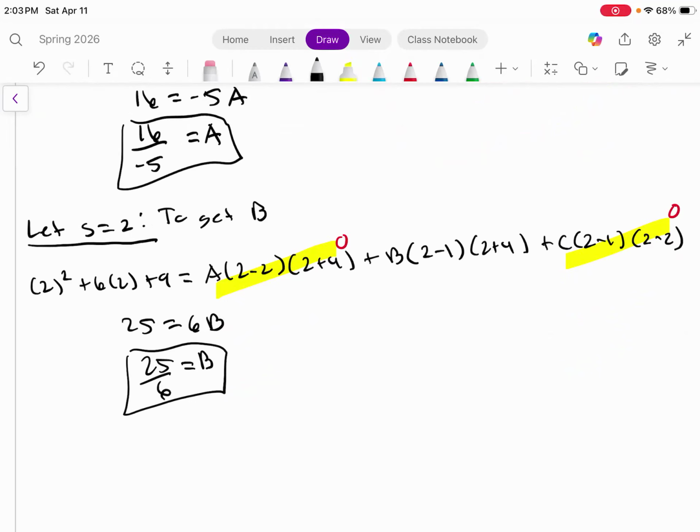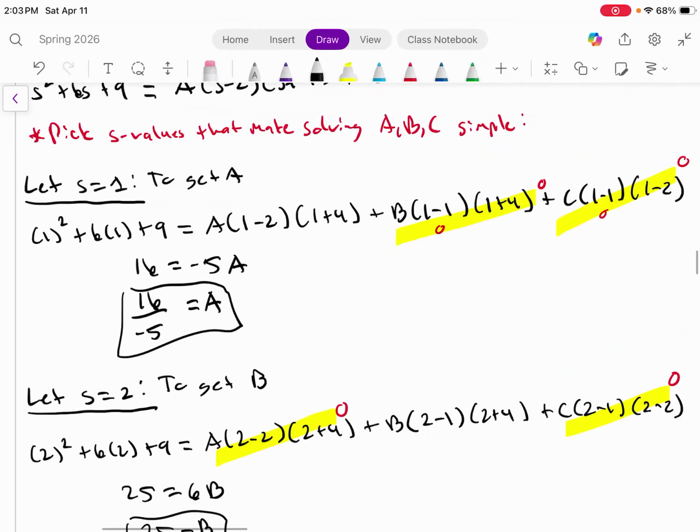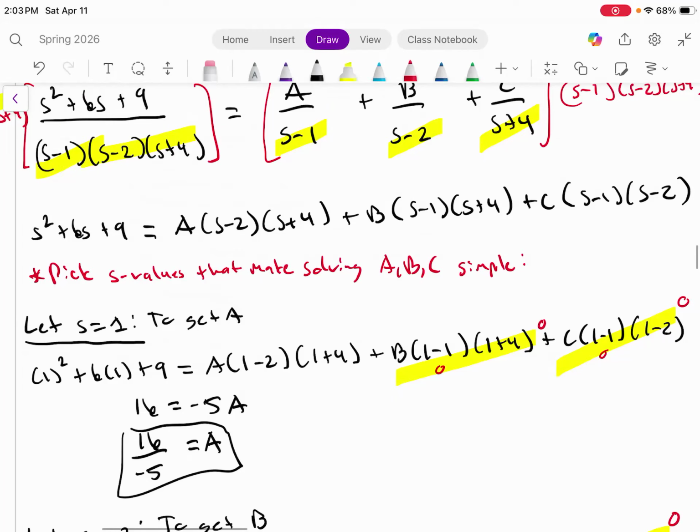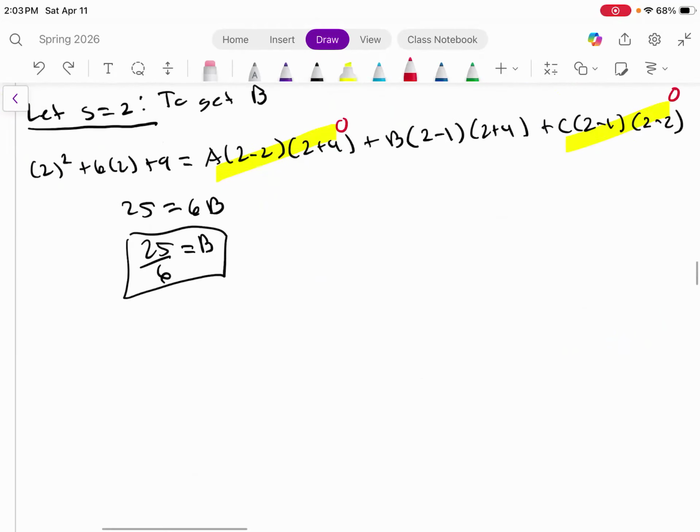All right, great. And last thing to do is get C. What common term do A and B have? They have s plus 4 in common. So what we're going to do is make s equal -4 to get those going to 0. So let's go ahead and set s equal to -4, and this is to get C.